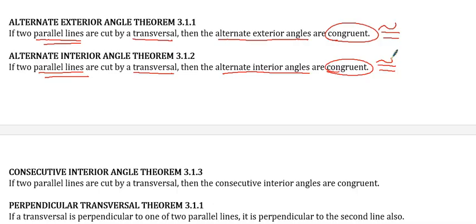Now, we're going to go on. If you flip over to the back, I'm not flipping yet, but we have the consecutive interior angle theorem. If two parallel lines are cut by a transversal, then the consecutive interior angles are congruent.